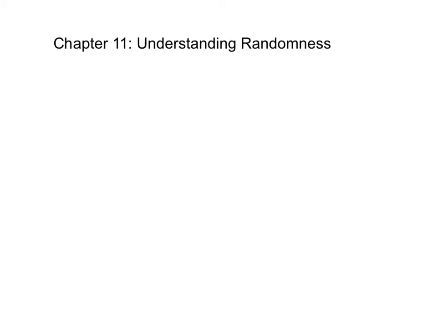Chapter 11 is all about understanding randomness. Before we go over this chapter further, these are key terms we should know in order to understand this chapter. First, random. An event is random if you know what outcomes could happen, but not which particular values will happen.